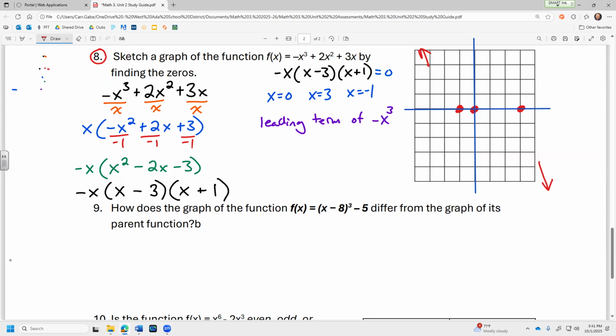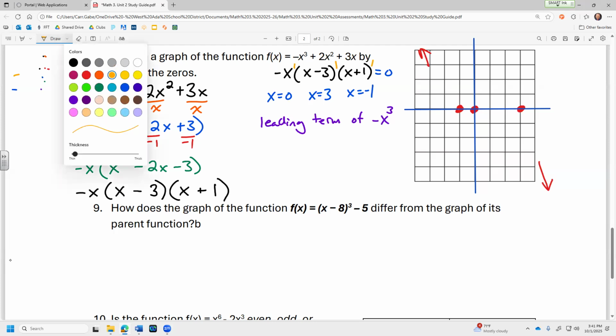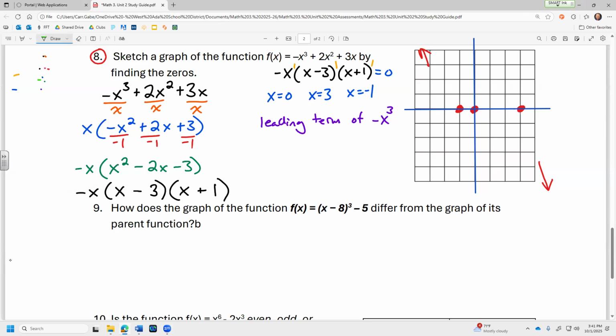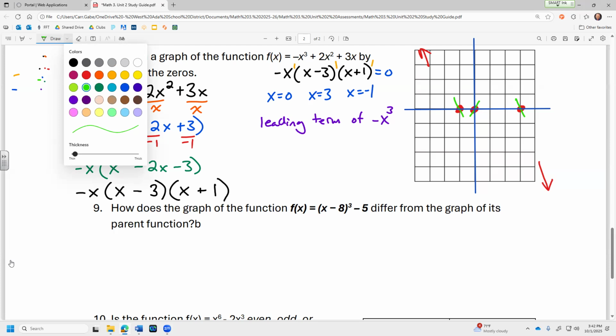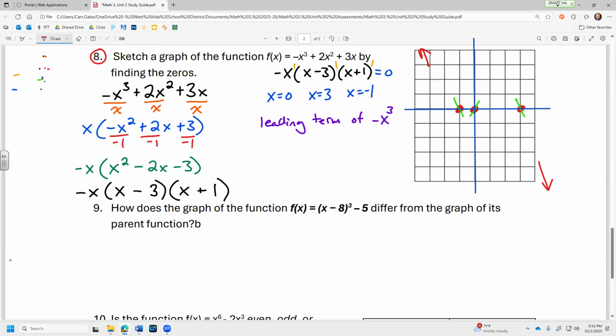Now, all three parts of our factored form of this polynomial are taken to an invisible power of 1. So that means they're going to cross. And I think in class we used green for this. So they're going to cross all of our zeros like so. And at this point, we are going to go ahead and connect these points with our end behavior. And our graph is going to look something like this right here.